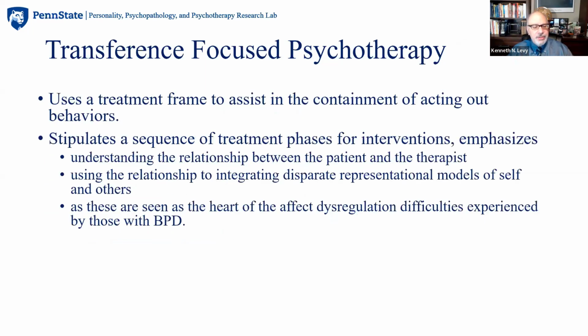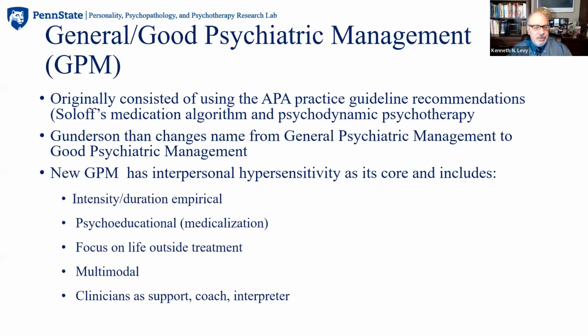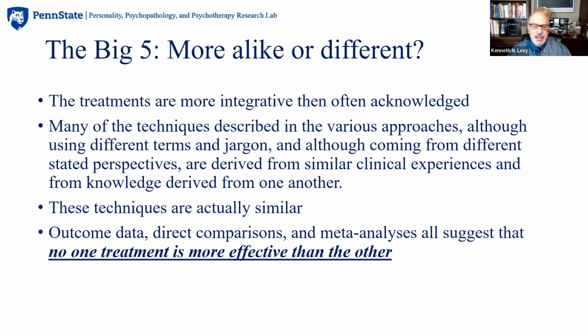And I won't go into this detail quite at this point. As I said, good psychiatric management is developed by Gunderson based on the APA practice guidelines, although it's evolved over time, and it functions on these areas outlined here. And I guess I would say that the big five are different in several ways, but they also actually have a lot of similarities.